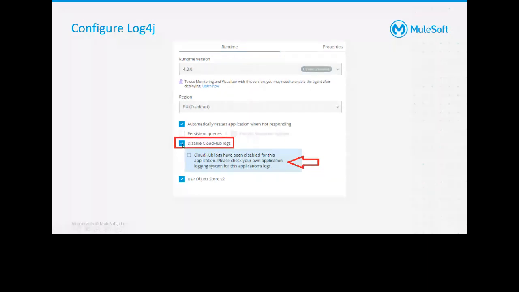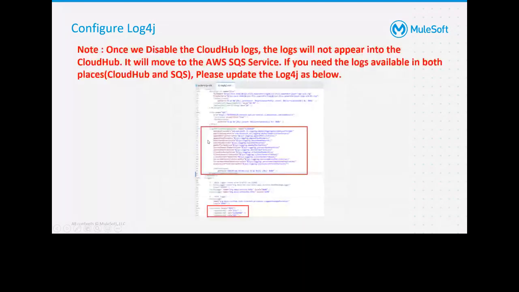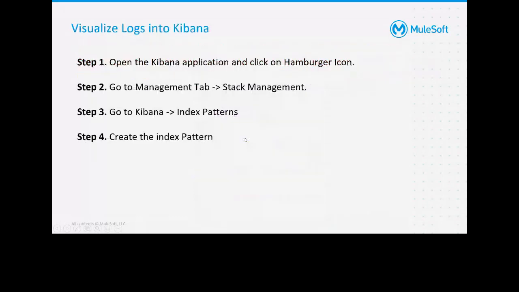Disable the CloudHub logs from here and update this Log4j appender. Like how we updated the Log4j for SQS or socket connection, in the same way, the Log4j CloudHub appender is available. This is available on the MuleSoft site. I will share the link as well. Okay, so this we have to update.